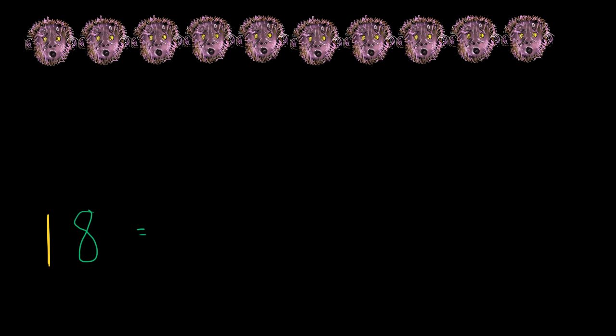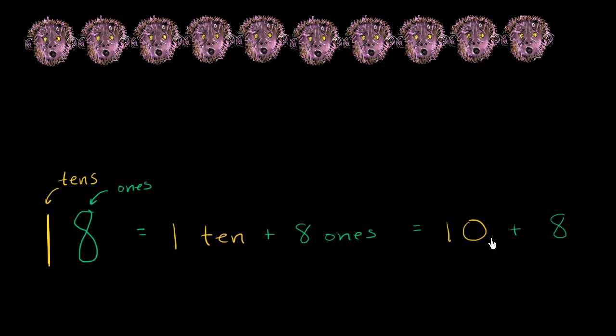Well, the number 18, you have this 1 right over here in the tens place, so that literally represents 1 ten, and then this 8 represents 8 ones. So plus 8 ones. And that's the same thing as saying 1 ten, that's just a 10 right over there. And 8 ones, that's just 8. So 18 is the same thing as 10 plus 8.